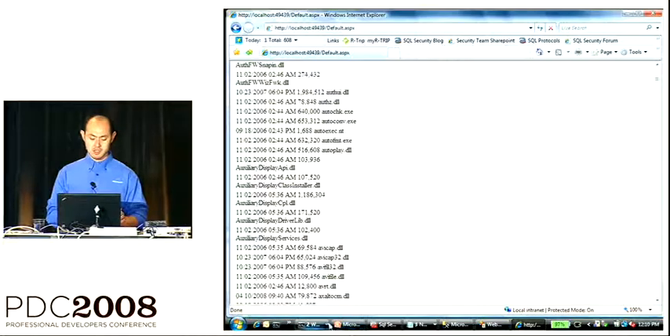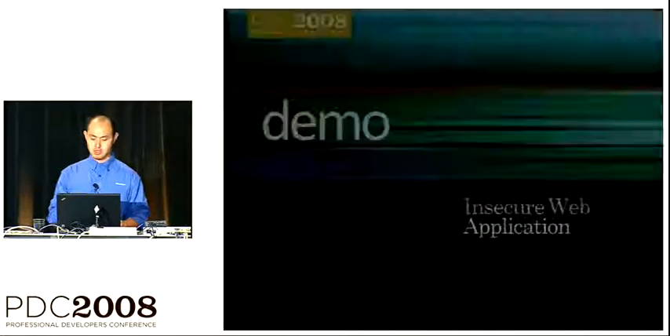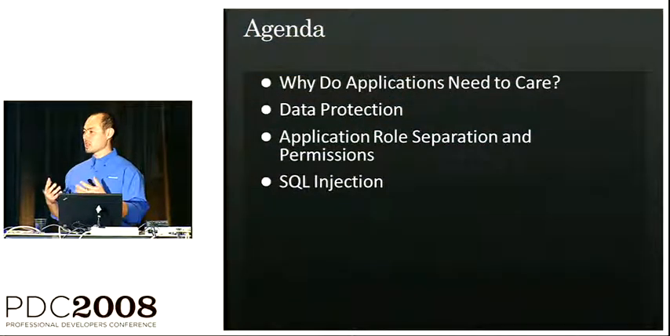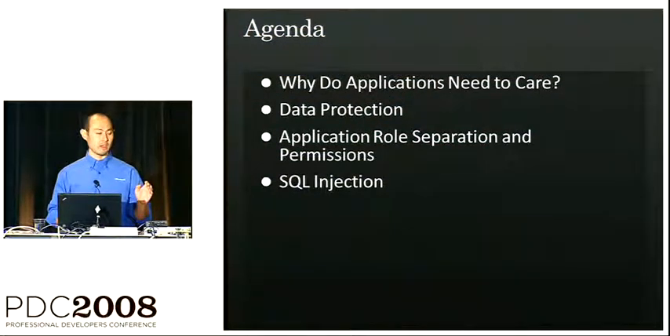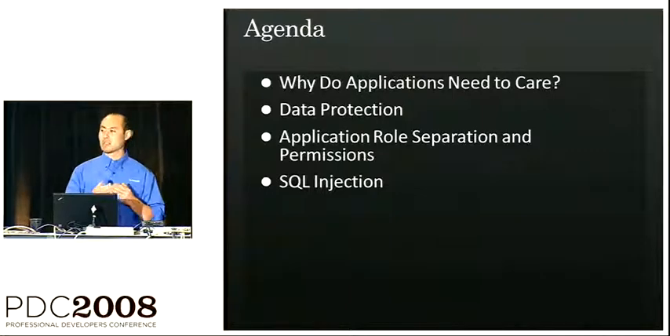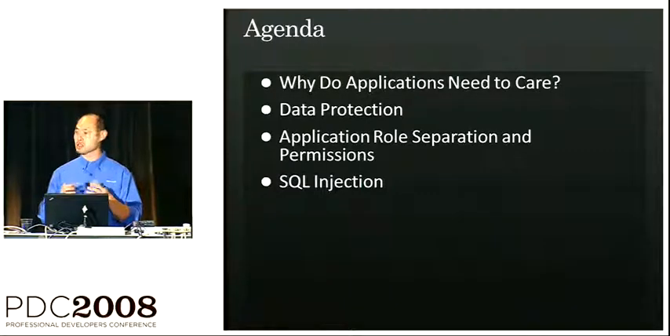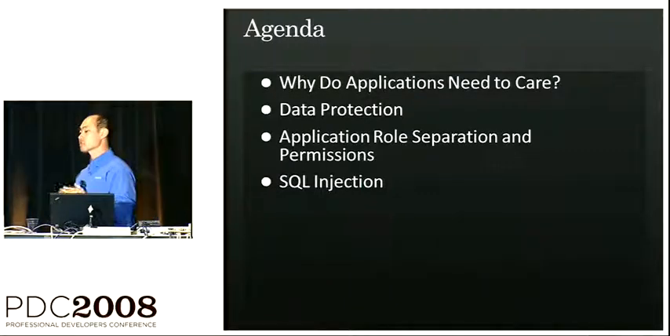So going back to the slide now and continuing with our presentation, we see that applications do need to care, and I'm going to talk a little bit more about that. Then I'm going to start talking about data protection. Data protection means things like authentication and encryption, things you can do to protect your data from the application point of view. And then application role separation.